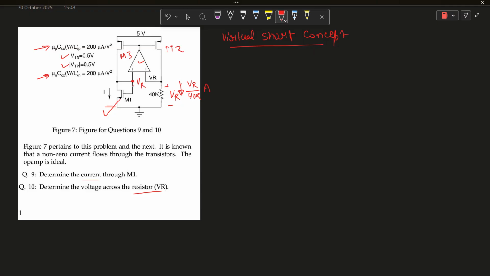So by applying the virtual short concept, the VR voltage appears at this M1 node, and we can see that this current, VR by 40 kilo ohm, is denoted by I dash. This I dash current flows to this branch, so it will also flow to this MOSFET, M2 and M3. M2 and M3 gate and source voltages are the same, sorry, gate and source voltage, not drain and source.